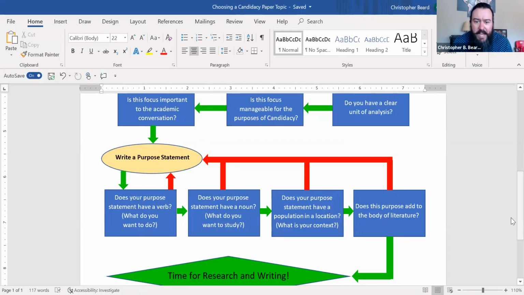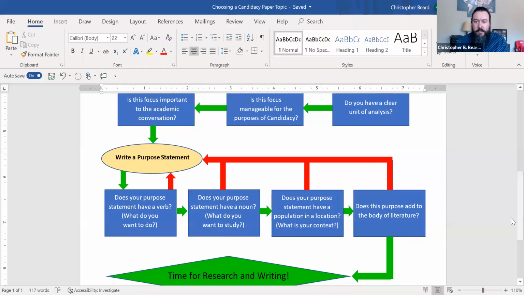The next part is, does your purpose statement have a noun? What do you want to study? I'm going to explore what? What is that noun? What's that focus? Again, this is a part of your unit of analysis. What is that one thing you want to study? Even for a dissertation, I want to explore the experience of, or I want to examine the prevalence of, or whatever the case may be. But make sure you have that verb and a clear noun about what you want to study.